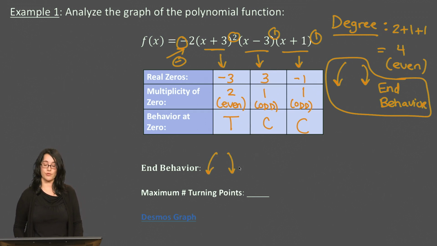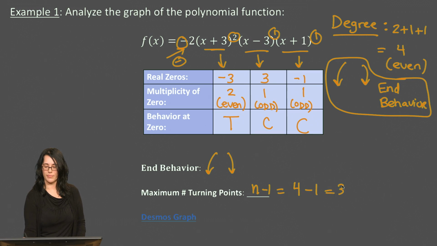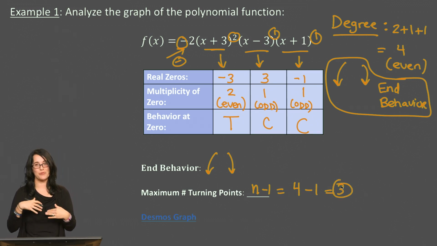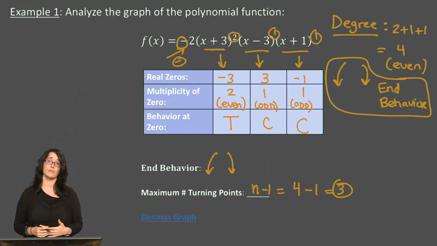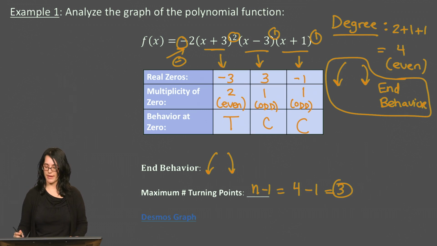The maximum number of turns is always the degree minus 1, so n minus 1. In this case, the degree was 4, so 4 minus 1 is 3. Now, why would you want to know that? Because when you're doing your sketch, you don't want to have more than 3 places where the graph turns around. So that would be the importance there. All right, good job on that one. Let's head to our next.